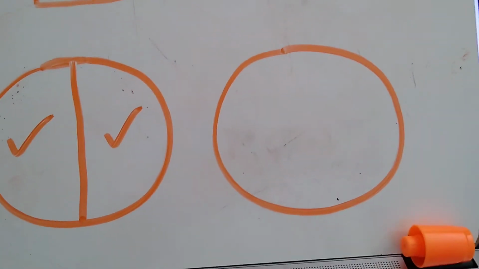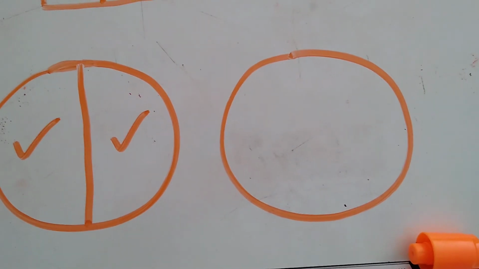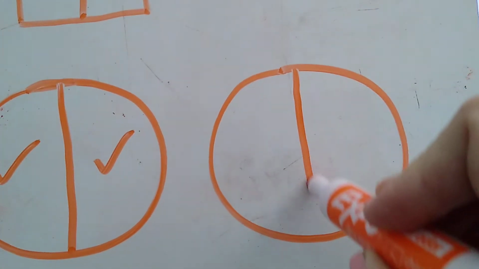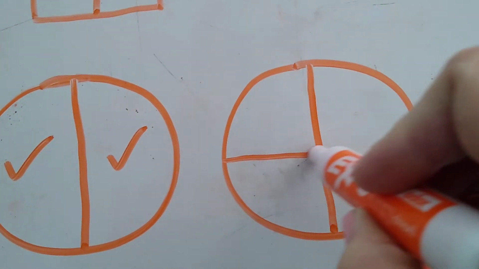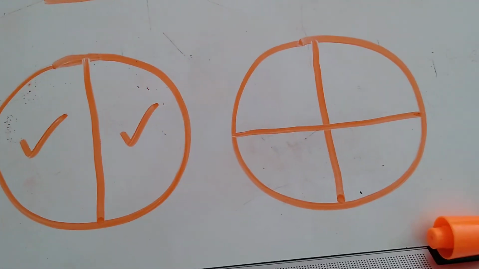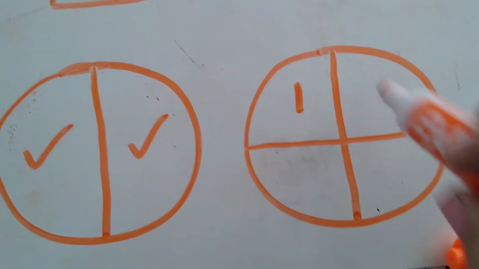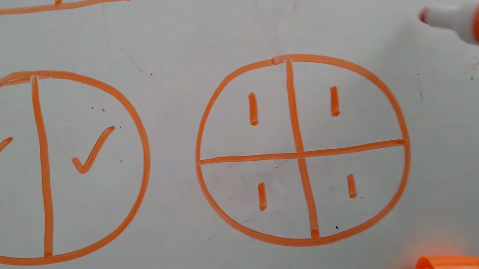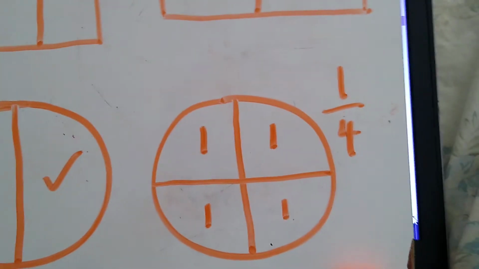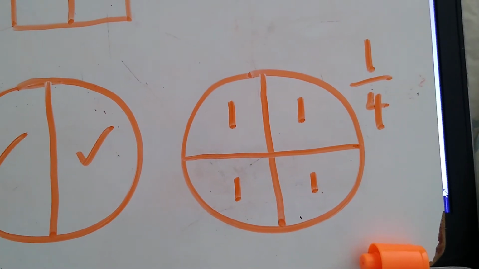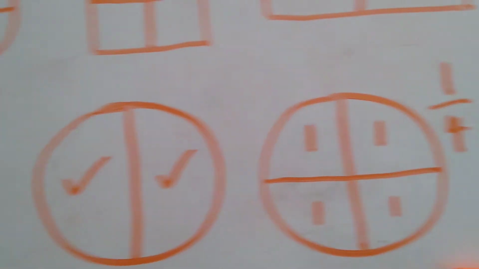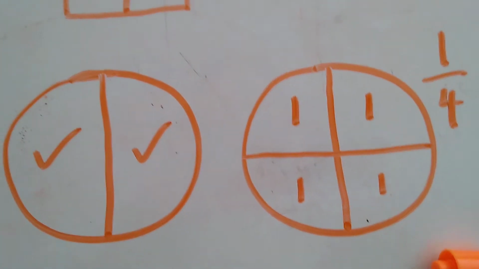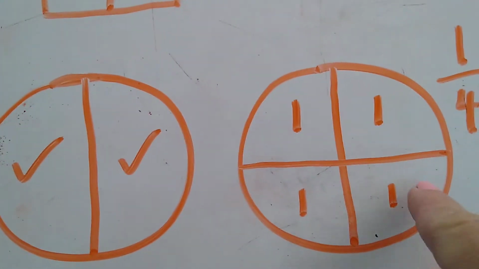Quarters, does anyone know what quarters means? So if you have 4 quarters, you have $1. If you have 4 quarters of a cake or a circle, you have 1 whole. So this would be 1 quarter, this would be 1 quarter, this would be 1 quarter, and this would be 1 quarter. A quarter is also called a fourth. 1/4 of something is a quarter of it, because a quarter is 1/4 of $1. So I cut my first cake into halves and my second cake into quarters. So 2 people could share this cake evenly and 4 people could share this one.